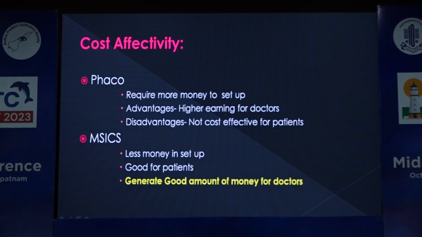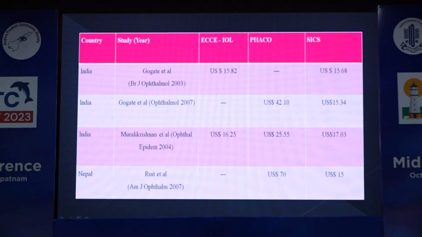The second thing is cost effectiveness. Yes, for the setup of Phaco machines and the consumables required, Phaco needs slightly more costing, and for that the charges for Phaco are more. SICS is always slightly better. The initial setup doesn't require so much machine setup. They only require a calculator, biometry, microscope and other things.